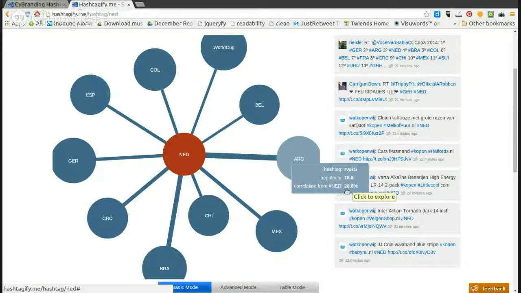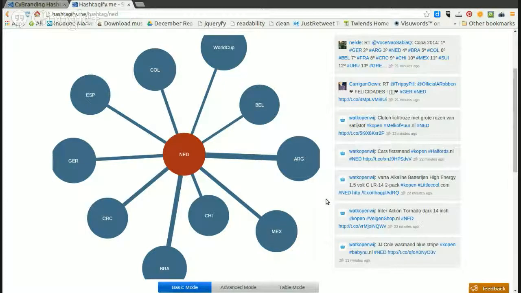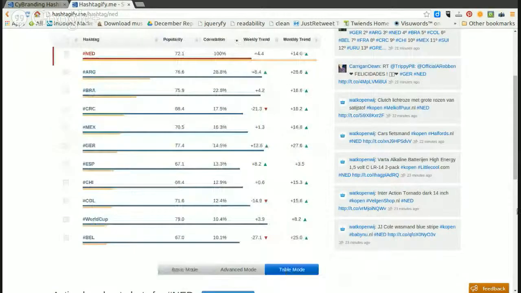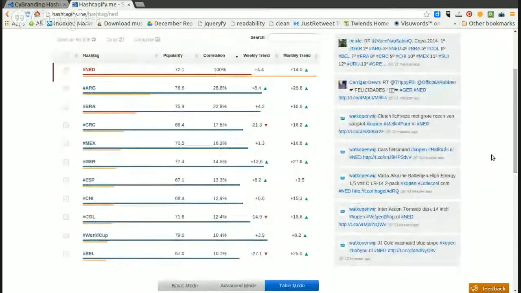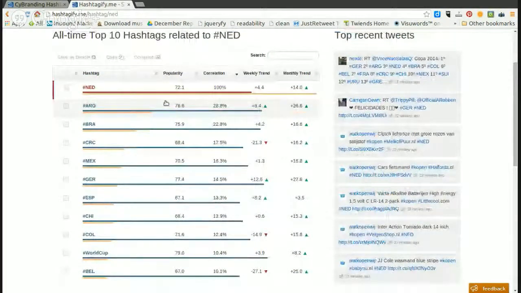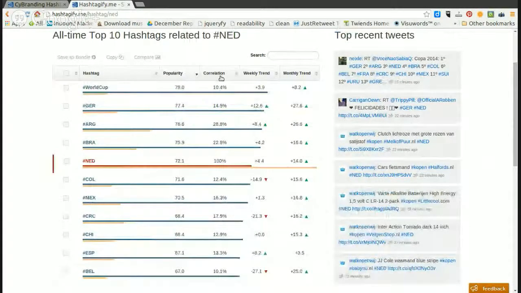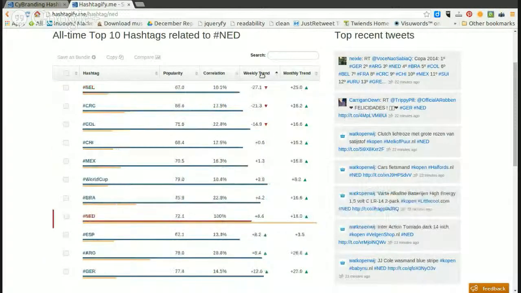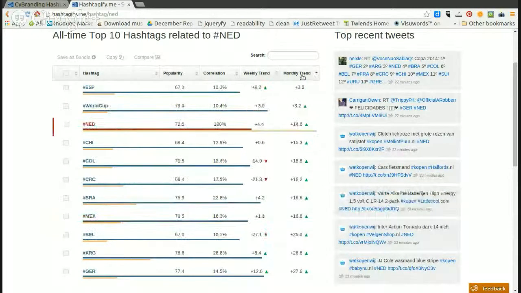But I also know that they're not always intuitive. So this is why, for example, we created this new table mode. This is pretty recent, I think. It has like 4 months only, where you can see the same data in a less beautiful, I would say, but more conventional and easier to read way. So for example, now I see the top related hashtags in a table where you can read the popularity of each related hashtag. You can also sort by popularity. You can see the correlation and sort by correlation. And you can also see the weekly trend and the monthly trend.